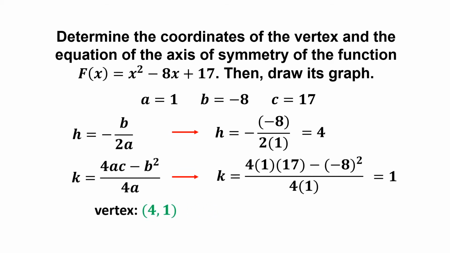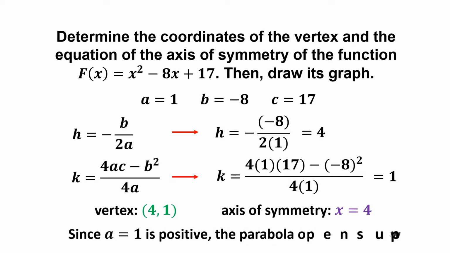Since h is equal to 4 and k is equal to 4, then the vertex of the parabola is 4, 1. And the equation of the axis of symmetry is x is equal to 4. Take note also that the value of a is equal to 1, which tells us that the parabola opens upward.